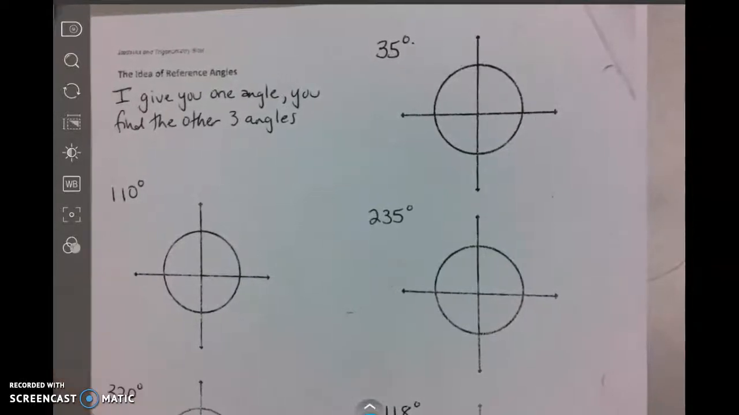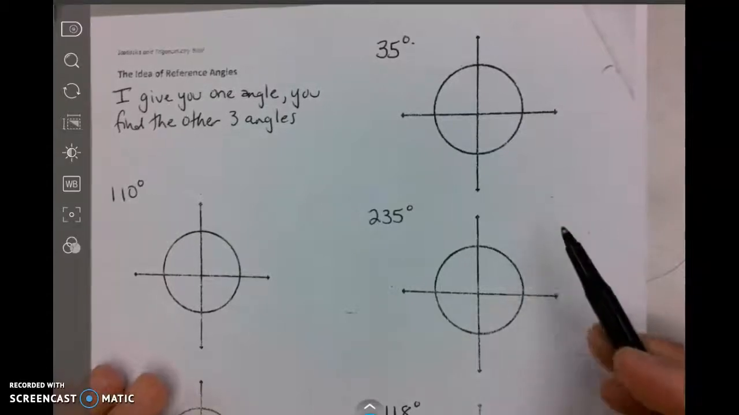This page of notes is so that we can understand the idea of what we call reference angles, and how we can understand the concept that every time we have one angle on the unit circle, there's actually four angles that have the same cosine, sine, and tangent. The only thing that might differ is the positive and negative as far as the sign of the cosine, sine, and tangent. So let's start off with this 35-degree angle.